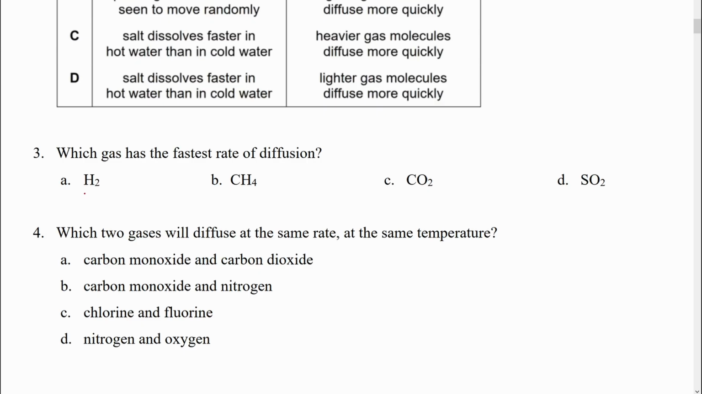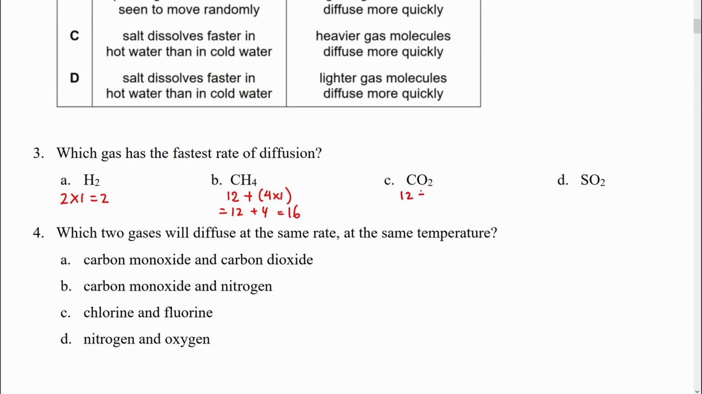Now let's find the molecular mass for each of them. For option A, hydrogen, H2. So how to find the molecular mass? A single hydrogen, the mass is 1. So we have 2 hydrogen here, H2. So it's going to be 2 times 1, which is 2. While carbon is 12, and we have 4 hydrogen, a single hydrogen is 1. So it's going to be 4 times 1. And this one equals 12 plus 4, which is 16.